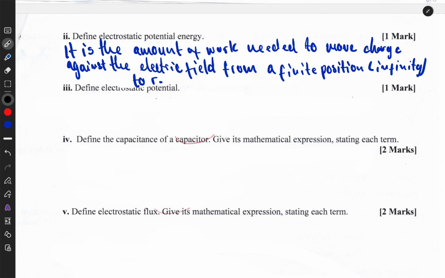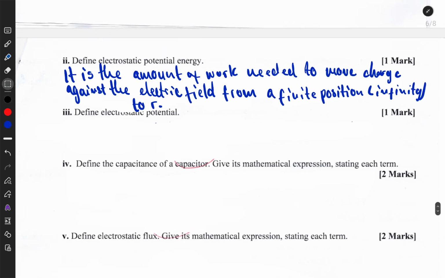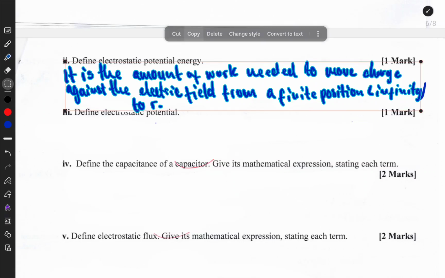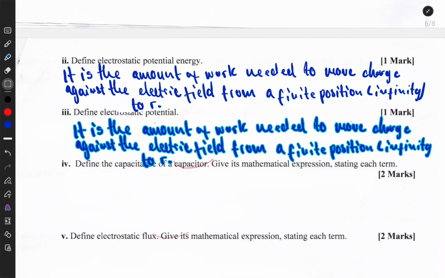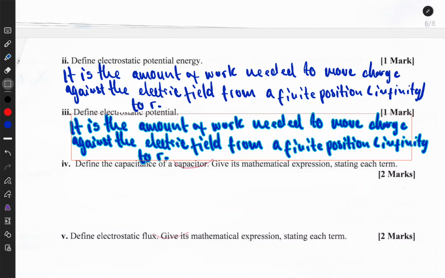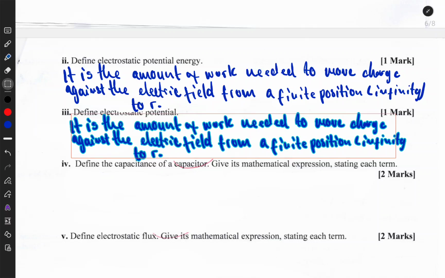But electrostatic potential, not potential energy, is the same thing, but it is the work required to move a unit charge. Unit means one. So when we say unit charge, we mean 1 coulomb of charge from infinity to R. From infinity to a position. R just means a position in the field. So I'm just going to copy this definition, put it here, and change one thing. I'll reduce the size of my text so that it can fit.